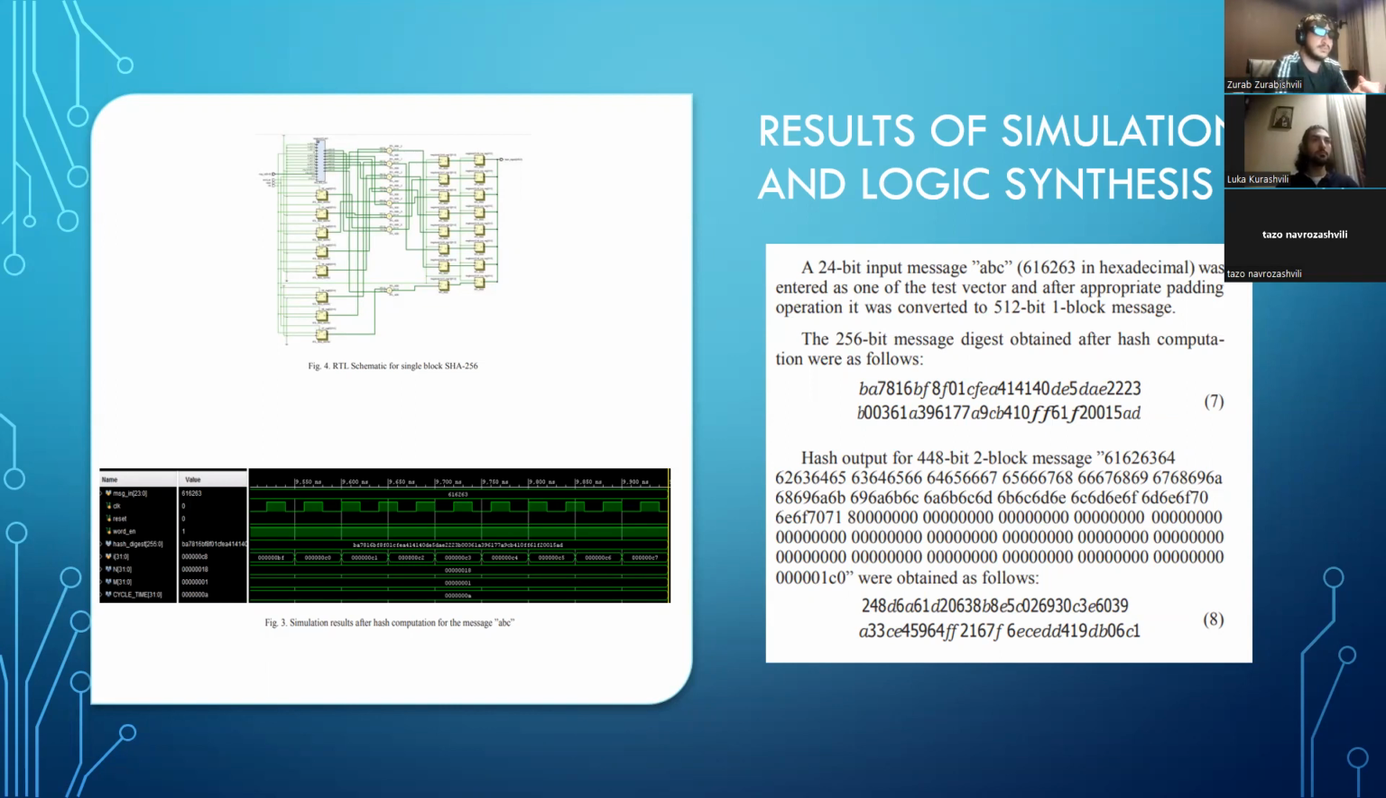Also, the performance parameters of the design were compared to previous implementations of other hash algorithm designs. And it was found that the former has greater advantages in terms of frequency of operation compared to the latter.